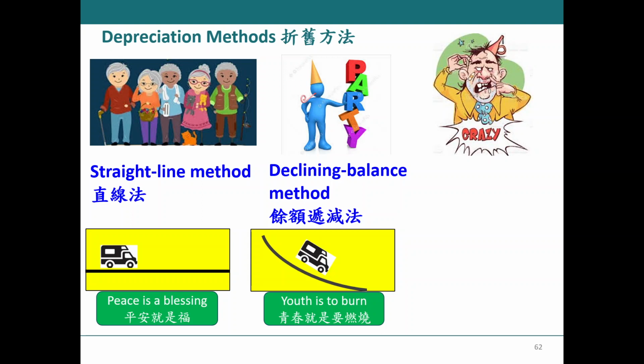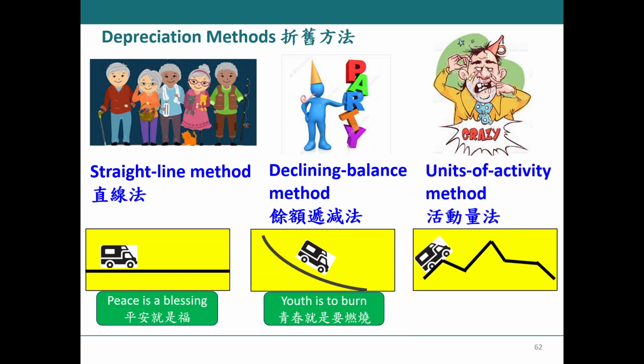Last method is the crazy guy. So what does it mean? We don't know how the crazy guy live, right? So we don't have the pattern. Maybe today the crazy guy show up to use himself. Maybe next day he's gone. So you don't know where it is. You don't know how he lived his life. Okay? So no pattern. So since no pattern, each year will not be the same. So there's a crazy guy. Then we use the third method, unit of activity method, 活动量法.